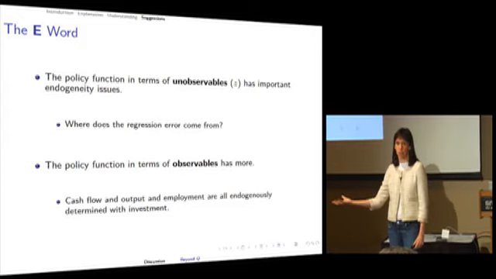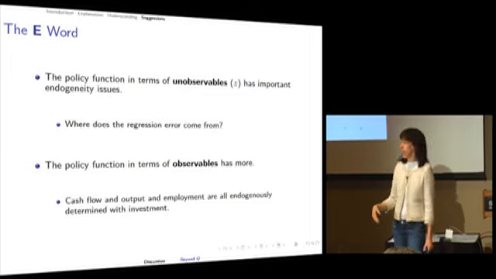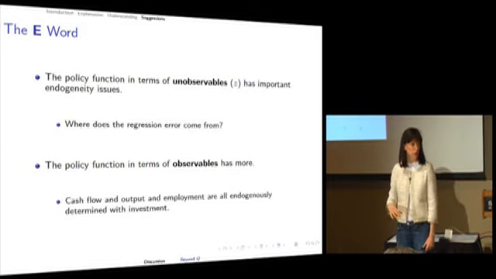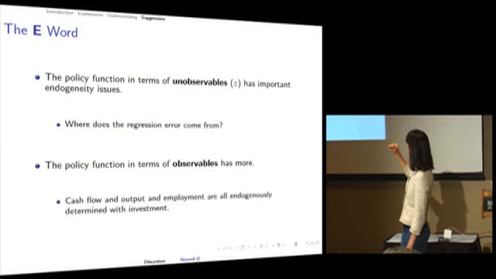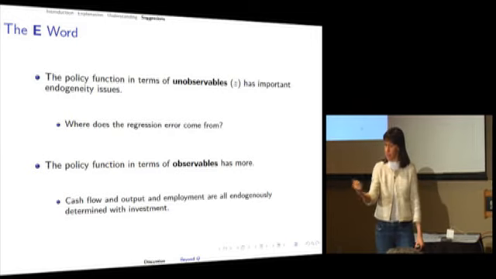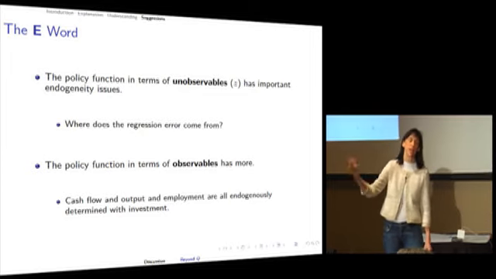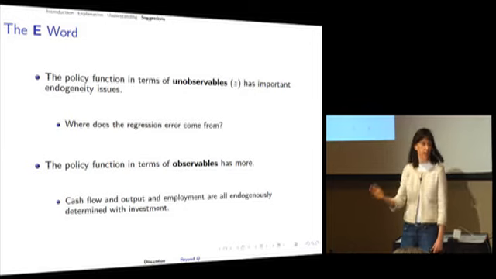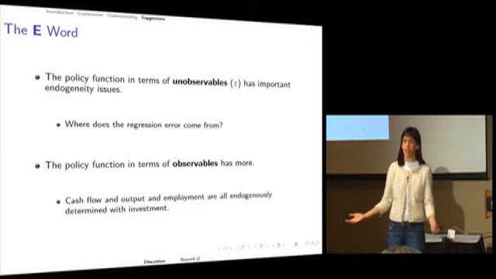Might come from measurement error. In that case, you have a serious error regressor correlation problem. It might come from omitted variables. Then you definitely have a serious error regressor problem. That's also a problem. But the policy function in terms of observables, once you take Z and substitute in output, actually has more, because output and employment and debt and all of that stuff are, of course, endogenously determined with investment. So it does have some endogeneity problems, and so it's approximately on par with the Q regression there.